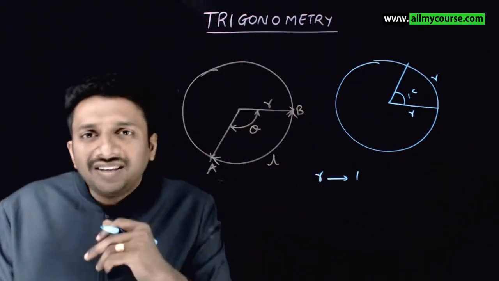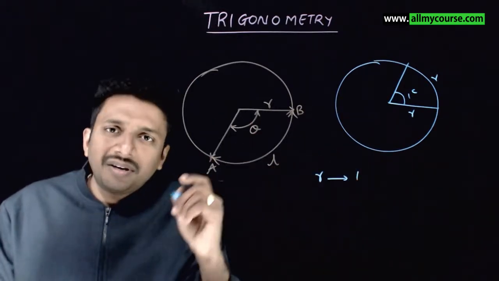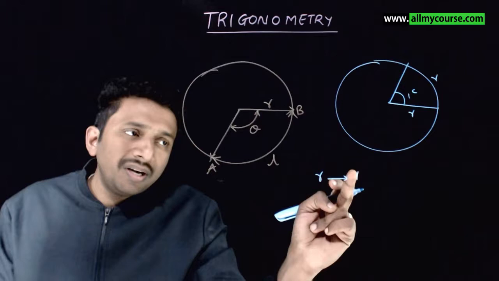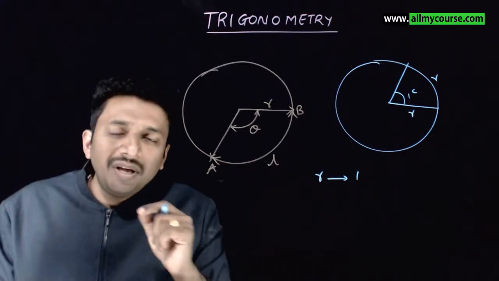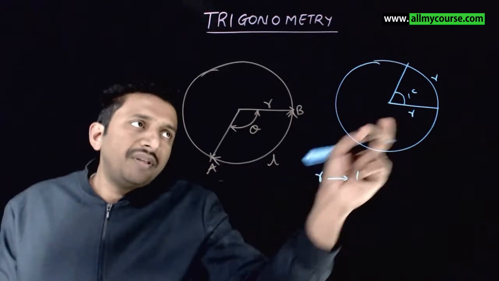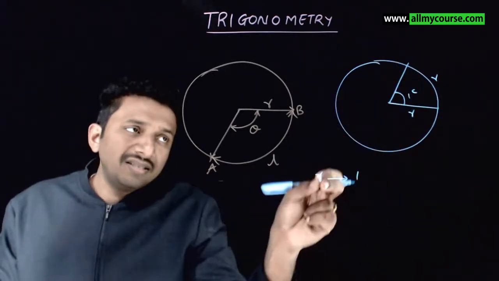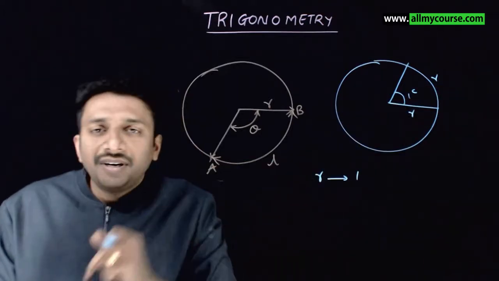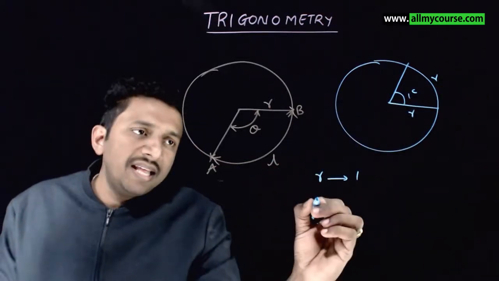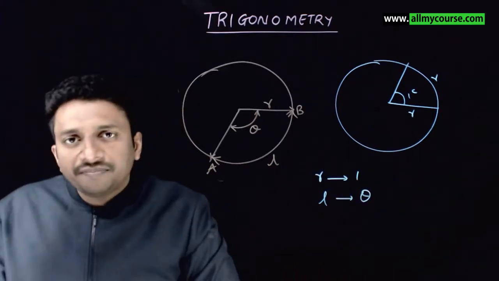So I don't need to write the symbol here. I can write it or leave it. If there is no unit after the number, that means the number is in the units of radians. So if the length of the arc is equal to r, then the angle subtended is 1. And if the length of the arc is L, let the angle subtended be theta.